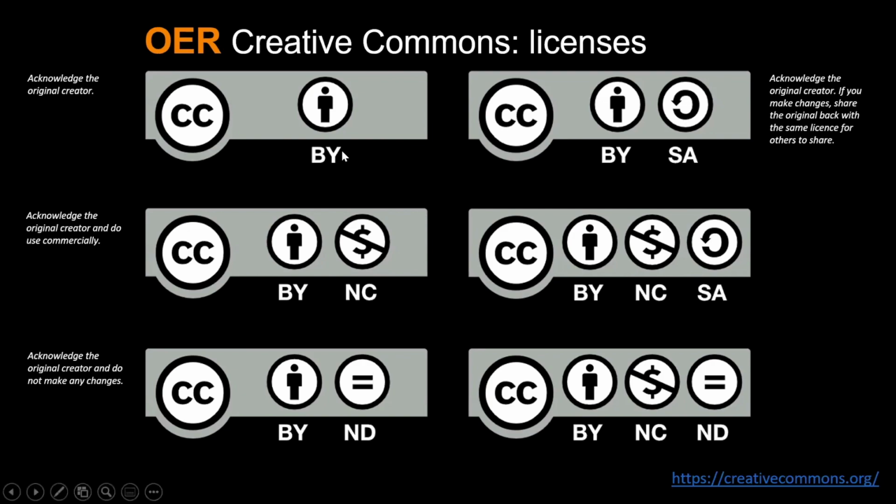There are 6 main variations of the license. CC BY means you must acknowledge your source. CC BY no commercial use means that you can't make a profit from the resources. CC BY ND means you cannot make any derivatives. You must use the source as is. CC BY SA means share alike.